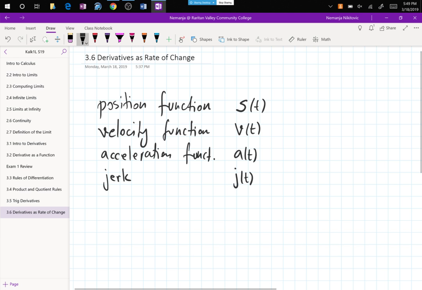You experience jerk, which means forward or back in a seat, depending on which one you slam on. Your seat belt is there because of that one. So each one of these, except the first one on top, is going to be a rate of change of the one before. Velocity is rate of change of position in time.